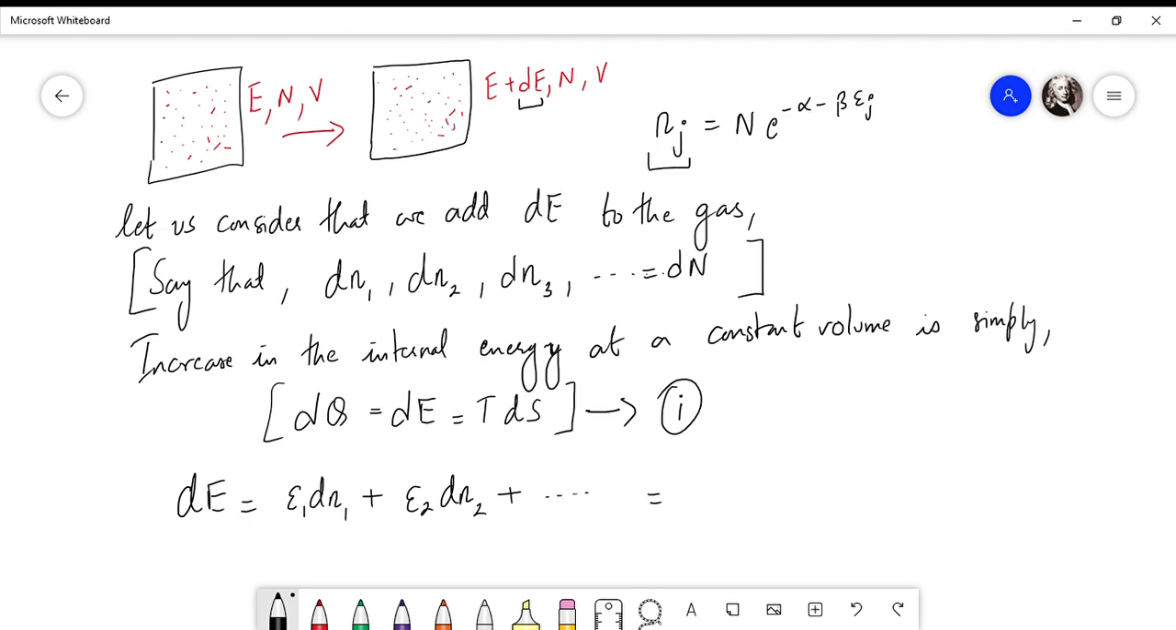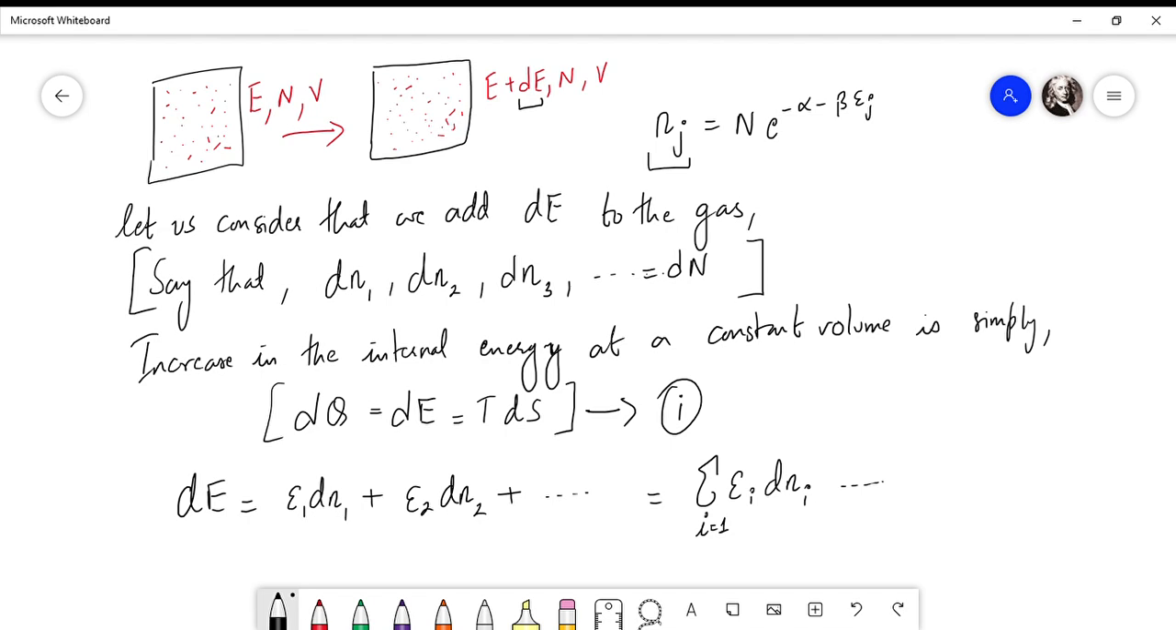So I can write this as the summation over i of Ei dNi, right? Now, i is just a dummy variable, so you could replace it by any variable you want. Let us say I represent it by i here, and i goes from 1 to however many cells that we have divided it into. This is also an important equation that we needed.